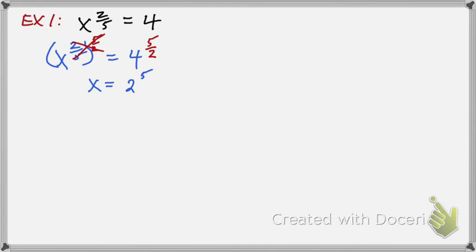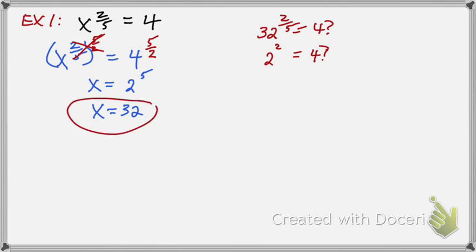So 32? And then we check it. So I go back to my original equation and I say 32 to the 2/5 power. Does that equal 4? So again, I'll take the bottom number first, that root, and say, well, what's the 5th root of 32? 2. Thank you. And then I'm raising that to the 2nd power. Does that equal 4? Yeah. There's our answer.